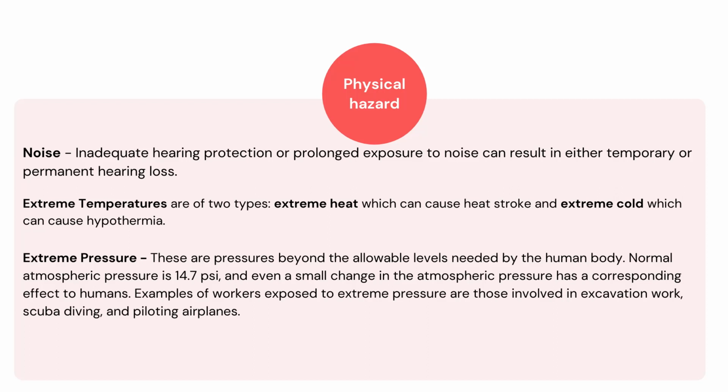Next is the extreme temperatures, which are of two types: the extreme heat, which can cause heat stroke, and extreme cold, which can cause hypothermia. Next is the extreme pressure. These are pressures beyond the allowable levels needed by the human body. Normal atmospheric pressure is 14.7 psi, and even a small change in the atmospheric pressure has a corresponding effect to humans. Examples of workers exposed to extreme pressures are those involved in excavation work, scuba diving, and piloting airplanes.